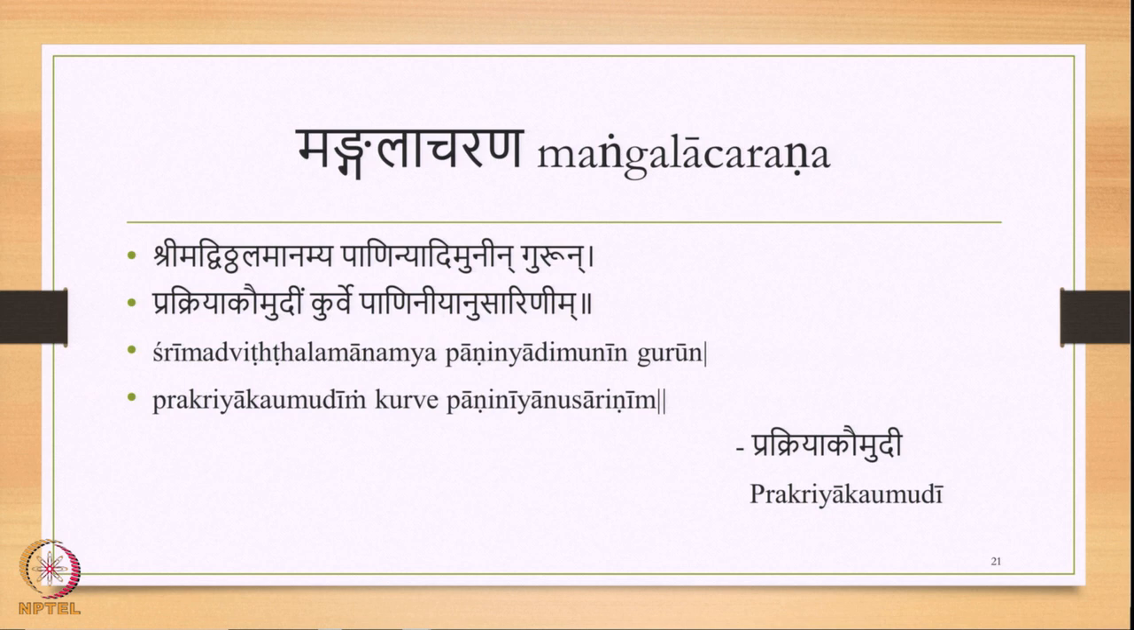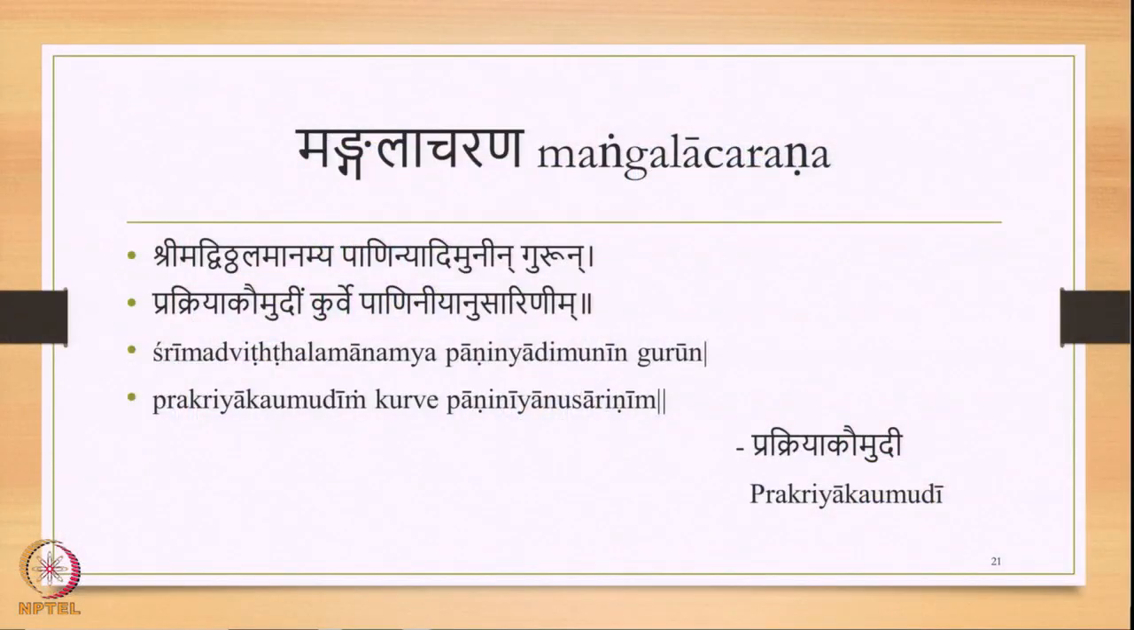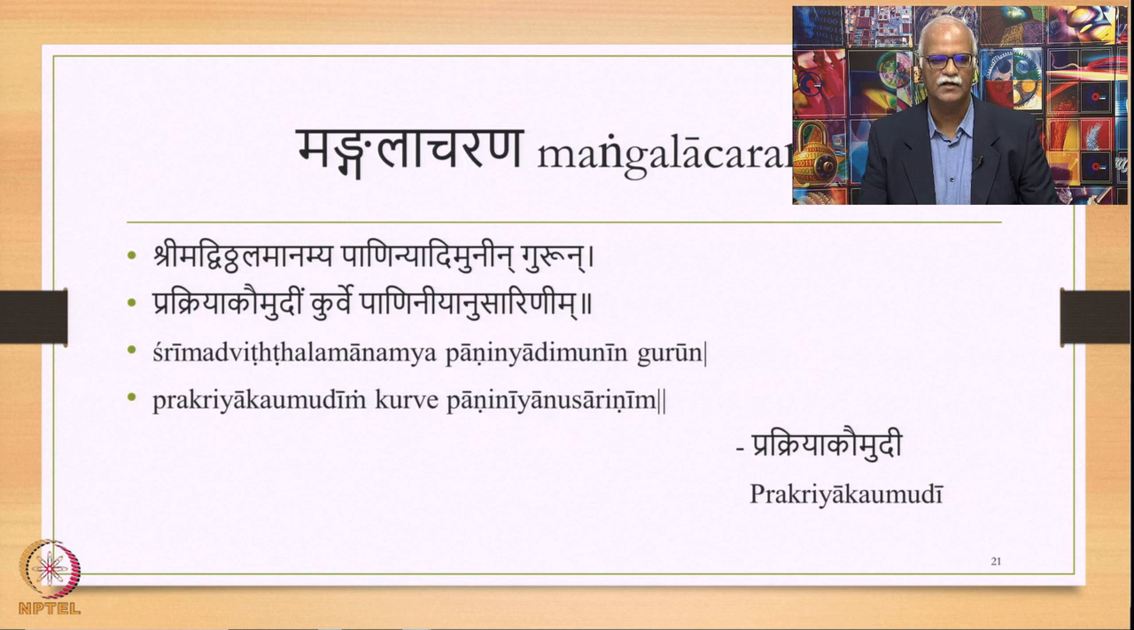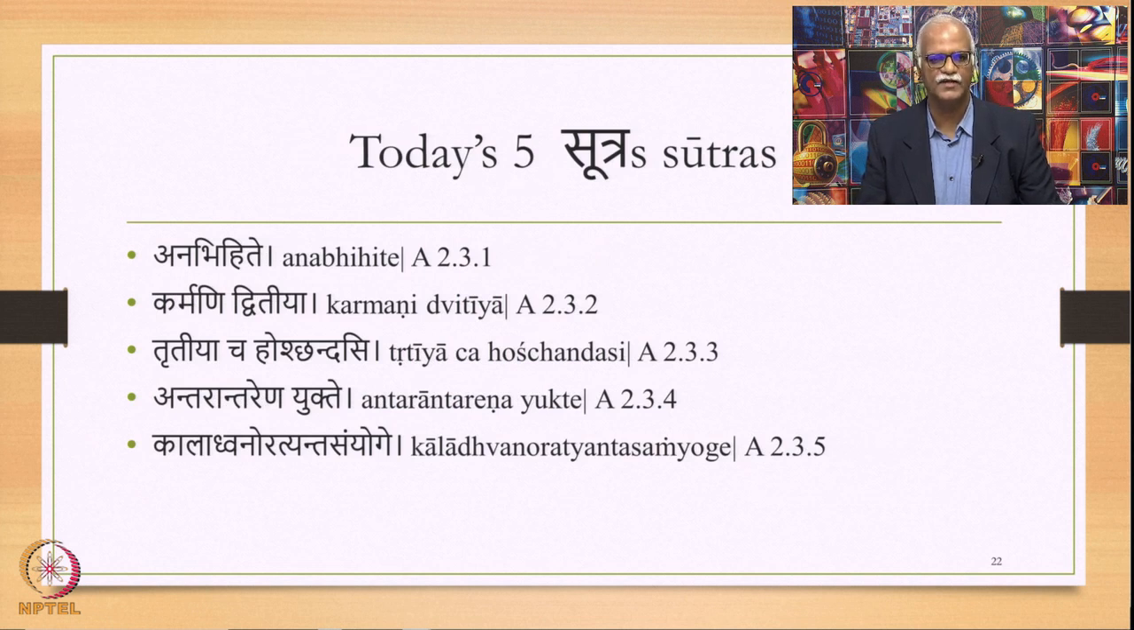Now, before closing today's lecture, let us follow our practice and look at the Mangalacharana, taken from Prakriya Kaumudi. This Mangalacharana is, and I will read it: Srimad Vitthalamanamya Pāṇinyadi Munin Gurun, Prakriya Kaumudim Kurve Pāṇinīyānusārinīm. And the five sutras in today's lecture are from 2.3. They are: anabhihite, karmani dvitiya, tritiya cha hoshchandasi, antarantarena yukte, kaladvano ratyanta sanyoge. I'll repeat: anabhihite, karmani dvitiya, tritiya cha hoshchandasi, antarantarena yukte, and kaladvano ratyanta sanyoge.